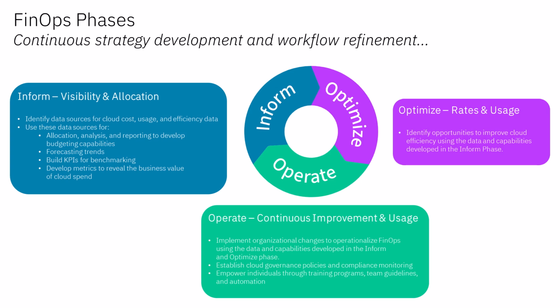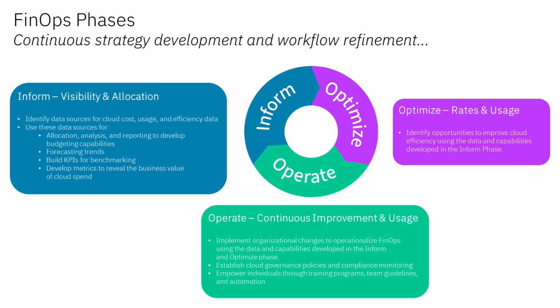In the inform phase, there are FinOps activities that involve identifying data sources for cloud costs, usage, and efficiency data. Organizations can use this data for allocation, analysis, and reporting to empower their teams to develop capabilities in budgeting, forecasting trends, building KPIs for benchmarking, and developing metrics that will reveal the business value of an organization's cloud spend.